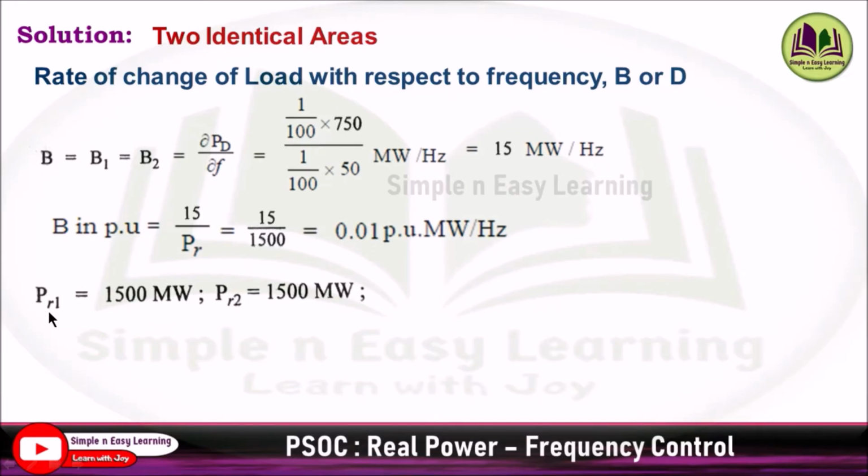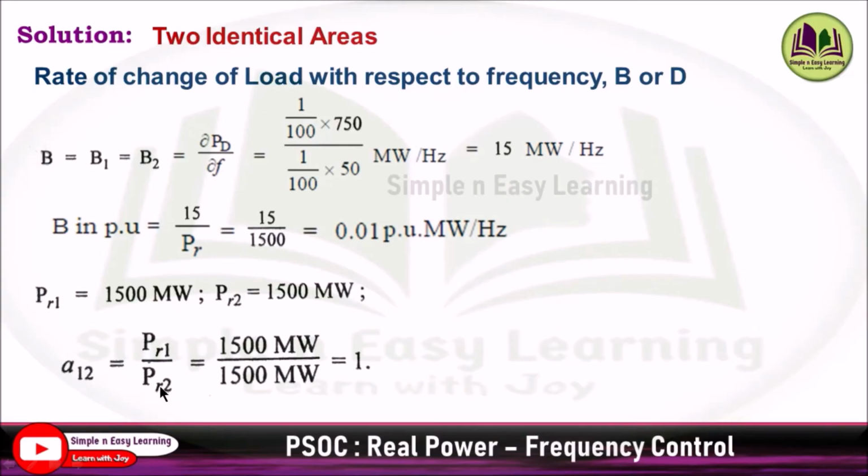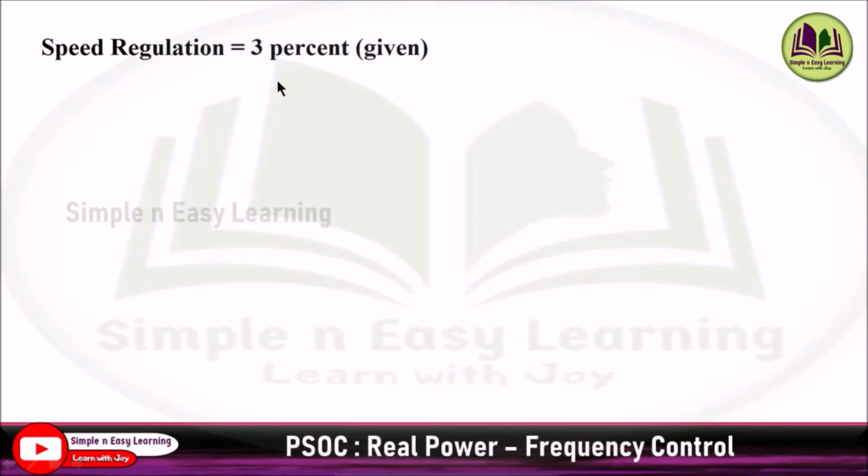The rated power PR1 is equal to 1500 megawatt and PR2 is 1500 megawatt. The rated capacity is given as 1500 and both the areas are identical, so 1500 for both cases. The power ratio PR1 divided by PR2 is equal to 1, so 1500 divided by 1500, that is denoted as A12.